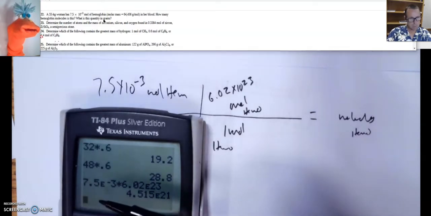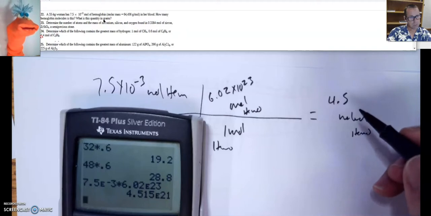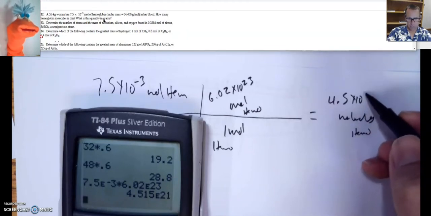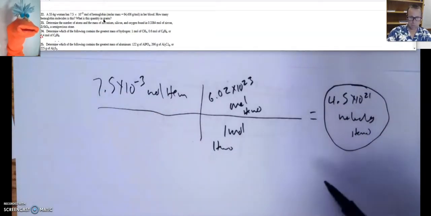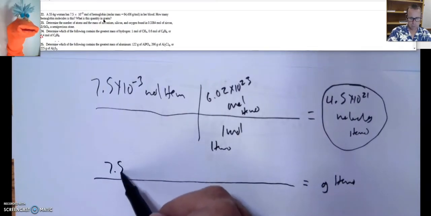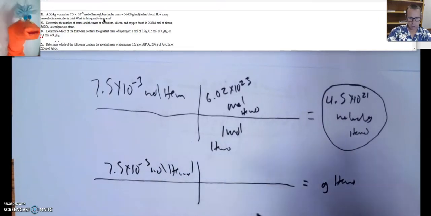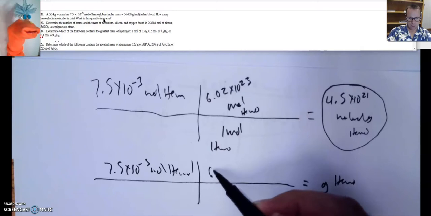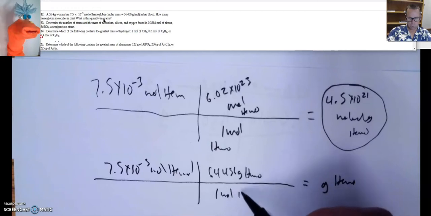See, did I do that right? 7.5 times 10 to the -3, 6.02 times 10 to the 23. Yeah. So 4.5, two significant digits, times 10 to the 21. That's the molecules of hemoglobin. Now, if I wanted to go to grams of hemoglobin, I start with my 7.5 times 10 to the -3 moles. What do I have to do this time? You need the molar mass. That's right, and they gave it to us. 64,456. That's right, there's 64,456 grams of hemoglobin for every 1 mole of hemoglobin.